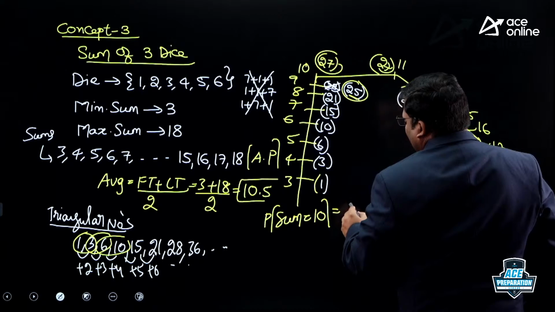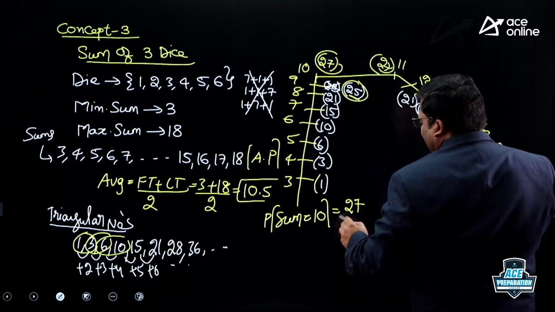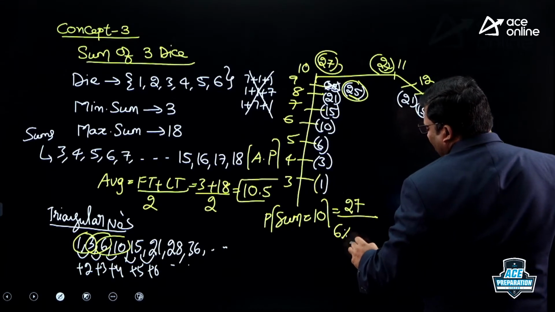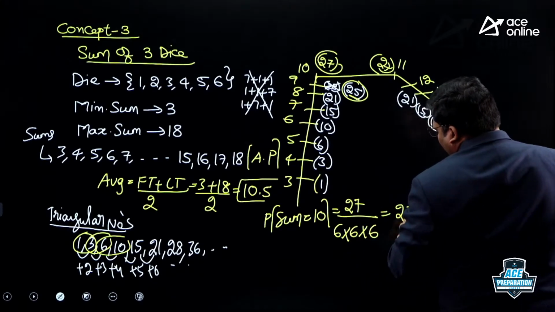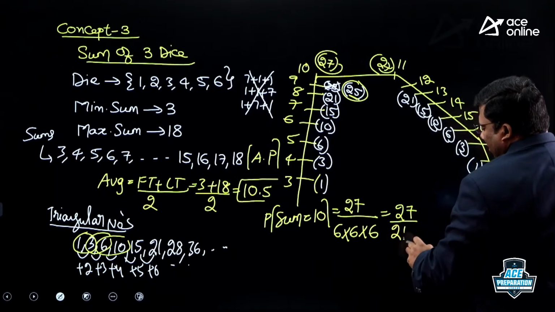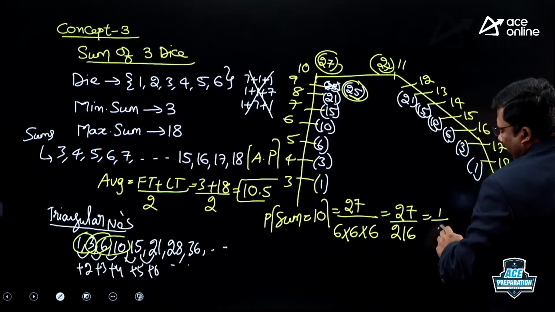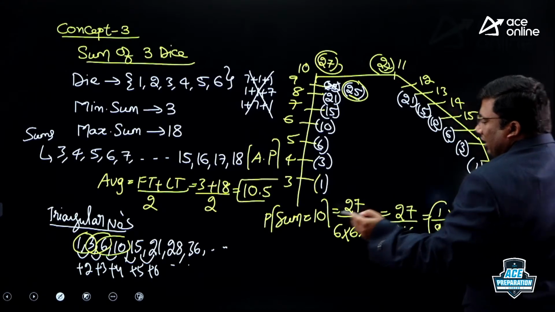Sum getting 10. In total, how many ways are there? 27. Three times I am rolling, so 6 into 6 into 6. So the answer will be 27 divided by 216. 27 divided by 216 is 1 by 8.